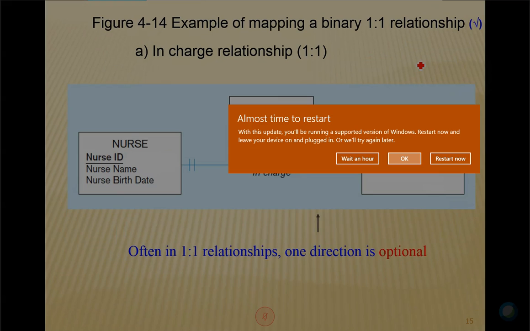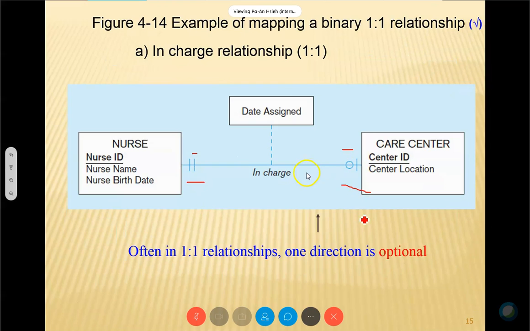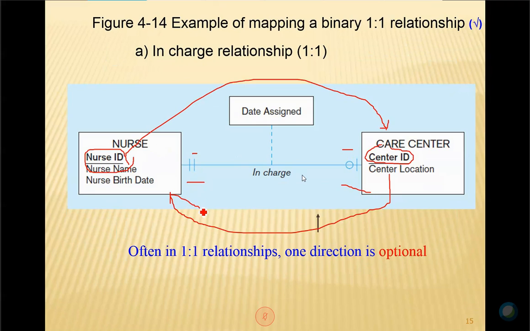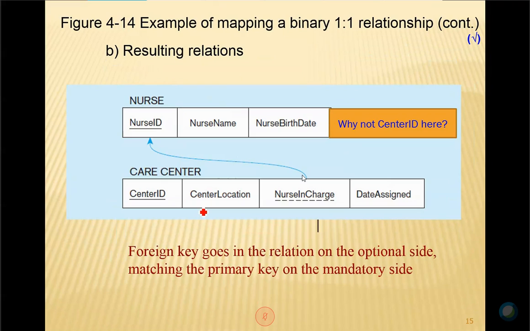I want you to think about, when you have this one-to-one relationship, and it's mandatory on one side and optional on the other side, how should you decide whether I should put the nurse ID into care center as a foreign key, or should I put a center ID into the nurse side as a foreign key? The answer is in the next page, slide 16.